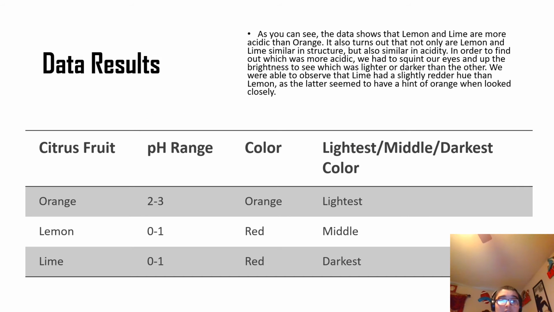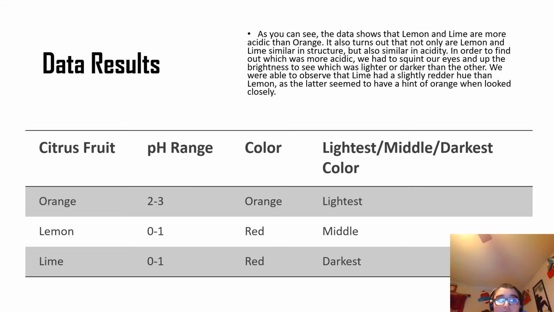Well, we're going to find that out later. So here we have the data results. We have a chart. The categories are the citrus fruits to the left, the pH range, and the color, from lightest, middle, or darkest. So basically we're testing out the brightness of the three colors.